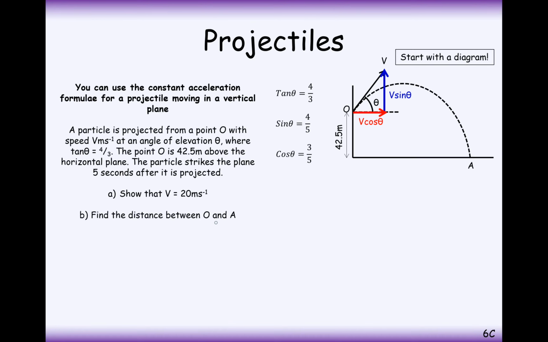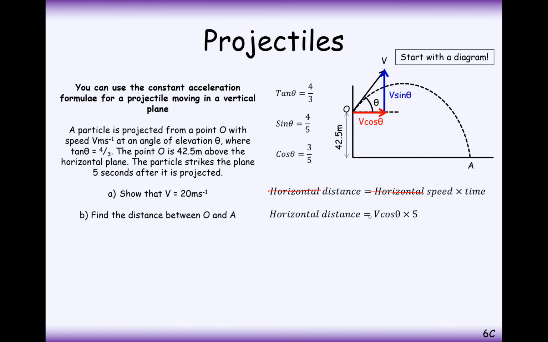Now we need to work out the distance between O and A. We know the vertical component is 42.5. We now need to work out the horizontal component. So we're going to be using a bit of horizontal SUVAT here, effectively. We don't need to go through the whole SUVAT equation, because in fact we have no acceleration, we just have a constant speed in the horizontal direction. So we're effectively going to be using the formula distance equals speed times time.